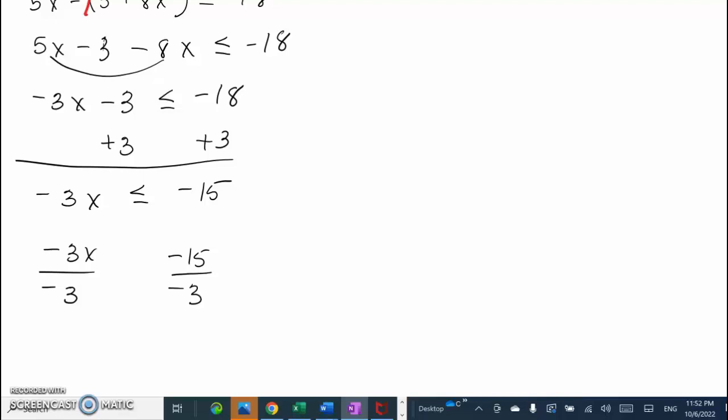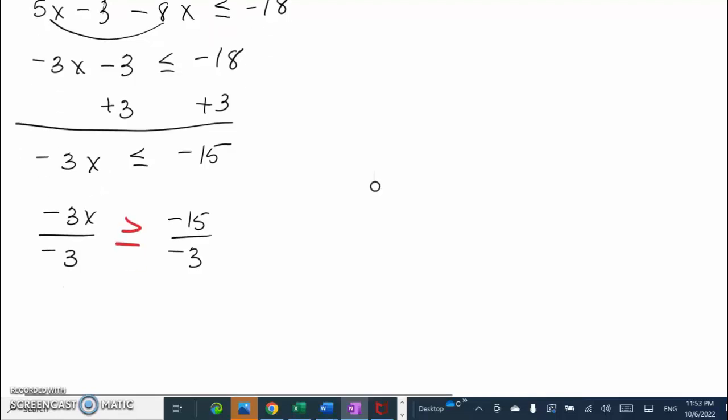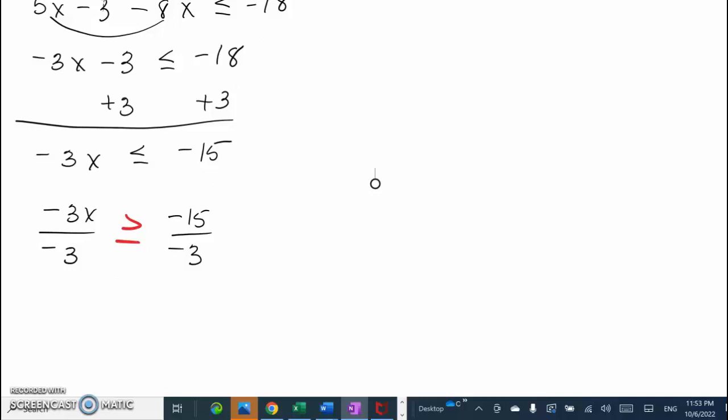When you divide both sides of an inequality by a negative, we know that we must change the inequality sign. So let me put the change right here, and we've changed it. Now I'm going to reduce each fraction, and I wind up with x is greater than or equal to positive 5.